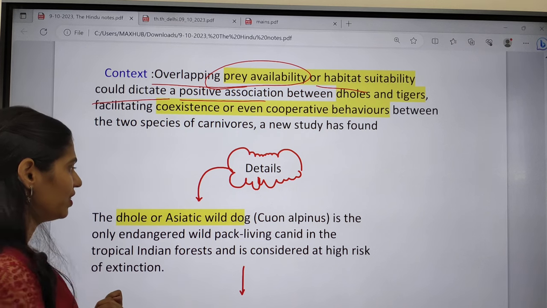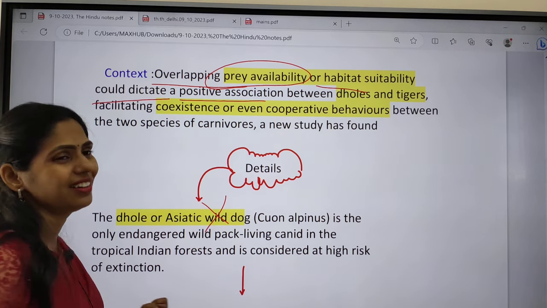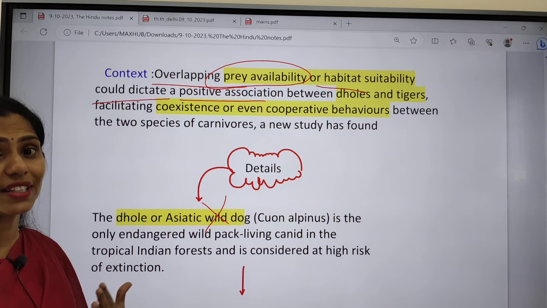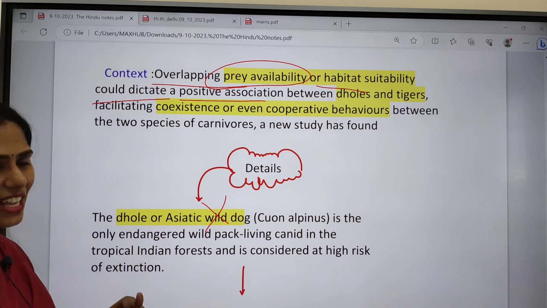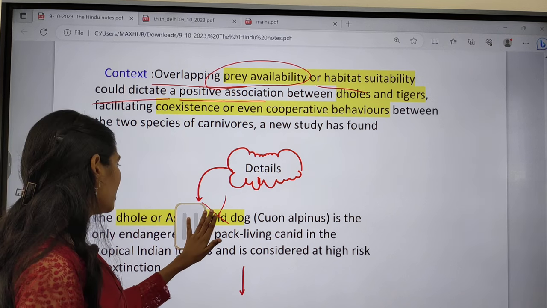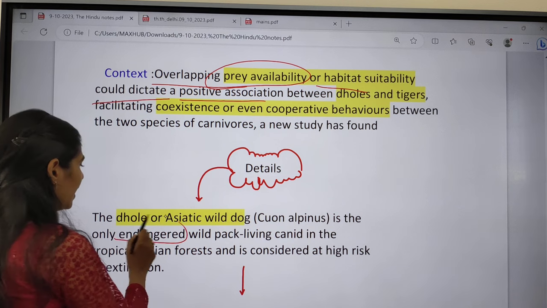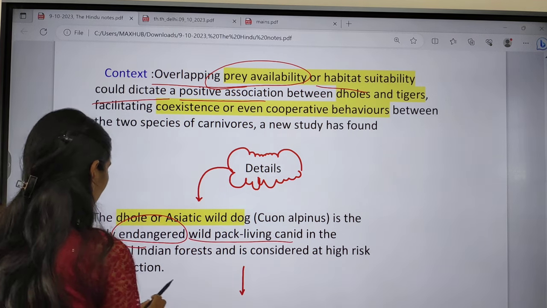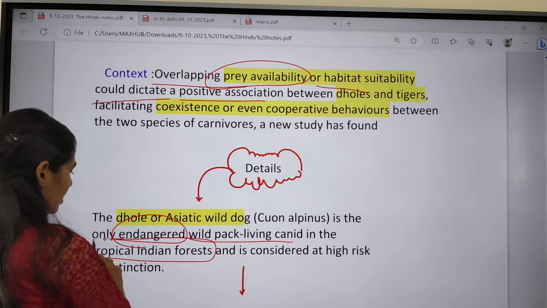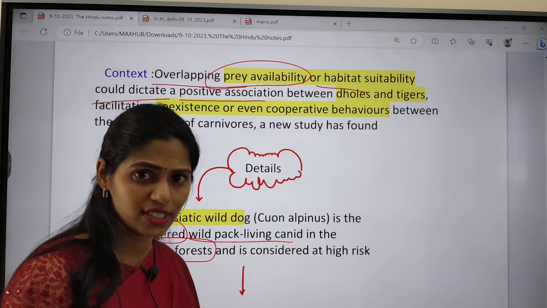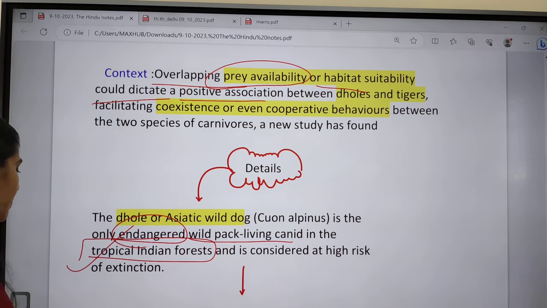So if there are no wild dogs, there will be disturbances in the relationship between the big cats and the wild dogs. Actually this dhole, the Asiatic wild dog, is the only endangered pack-living canid in the tropical Indian forest, and we actually have a high risk of extinction of these wild dogs.